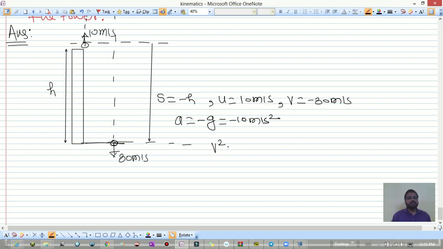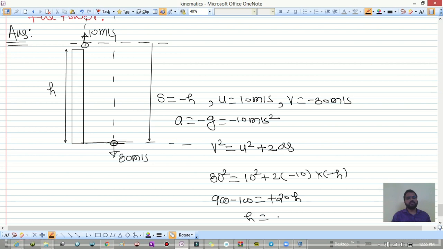So final velocity squared is equal to initial velocity squared plus 2 into a into s. Final velocity is 30 squared, that is minus 30 or plus 30, same thing. Initial velocity is 10 squared plus 2 into a we have is minus 10 into s we have is minus h. So here 900 minus 100 is equal to 20 into h. So h we have is 800 divided by 20. So this 0 gets cancelled. We'll get 40 meter is the height of this tower.